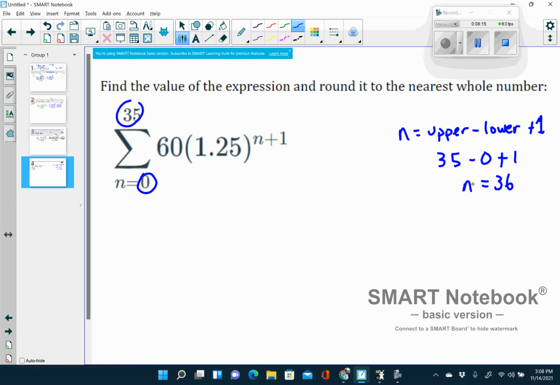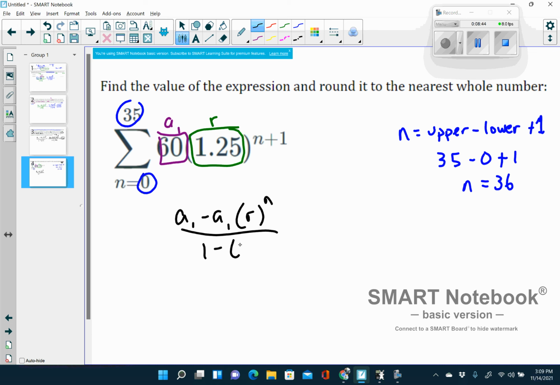Let's label each of the other ones. So this number right here, the 60 is our starting number. So that's our A1. And then our ratio, which I'll go ahead and do in green, is the number that's inside the parentheses. So this is our R. Okay. So we're going to go ahead and write down the formula again. So A1 minus A1 times R to the n all over, right? 1 minus R.